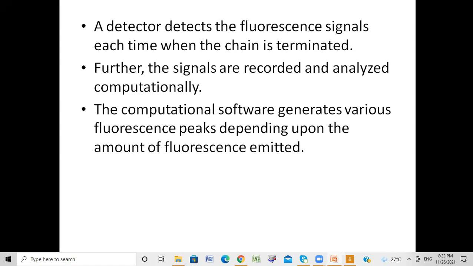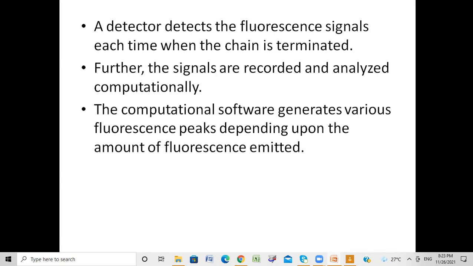In the advanced methods, a detector detects the fluorescent signal each time the chain is terminated. The different ddNTPs are fluorescent labeled. So each time a ddATP, or C or G or whatever is added, a different color will be emitted, the fluorescent signal will be read by the detector, and the detection will be transmitted and processed, and later you can analyze that data using the computer.